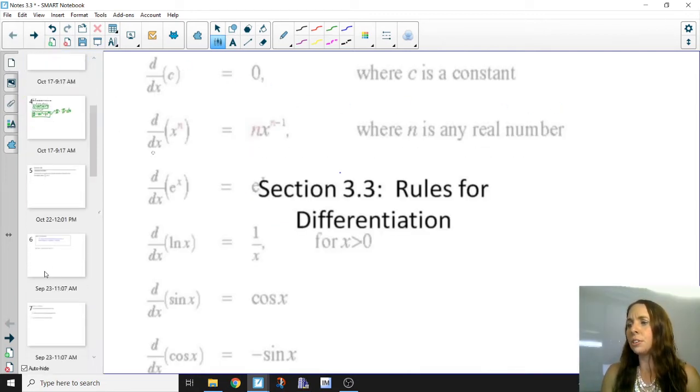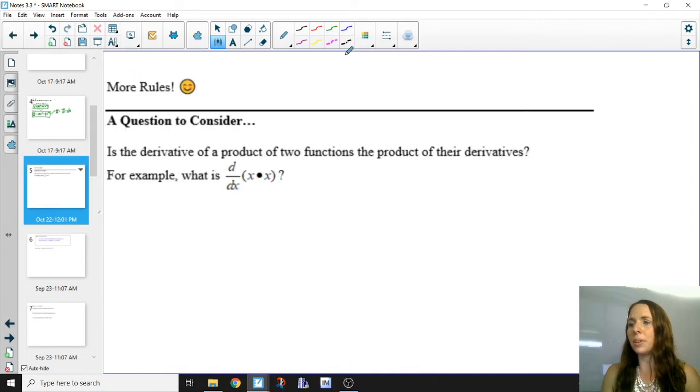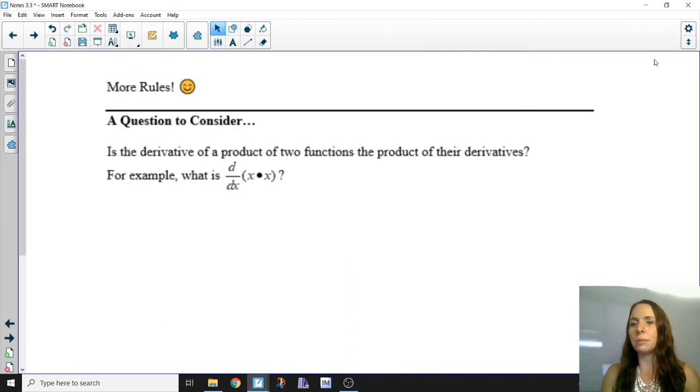The first 4 derivative rules are the most basic derivative rules, and they're all right. At least they're pretty intuitive, but they're not super fun. What we're going to now do is talk about 2 other rules that I just think are a ton of fun. All right, before we get to something called the product rule, a question to consider.